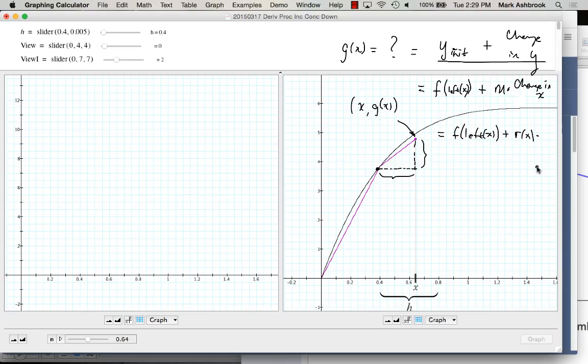Okay, what's the change in x? So we know the rate times the change in x, which is x minus left x. Right, so it's going to be our current value of x from here to here, which is x minus left of x. Good.